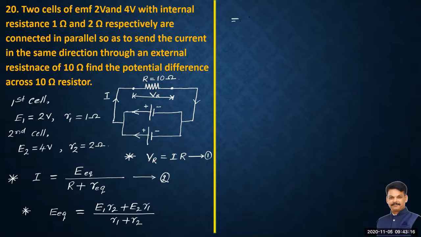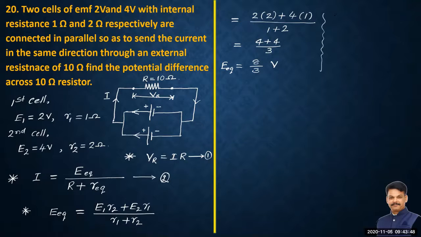Now substitute the values. E1 is 2 into R2 which is 2, plus E2 which is 4 and R1 which is 1, divided by R1 plus R2, that is 1 plus 2. Hence it is 4 plus 4 divided by 3, or 8 divided by 3 volt. Equivalent EMF is 8 by 3 volt. Similarly, you can calculate the equivalent internal resistance, which is given by the formula R1 R2 divided by R1 plus R2. Recall the theory, dear students.